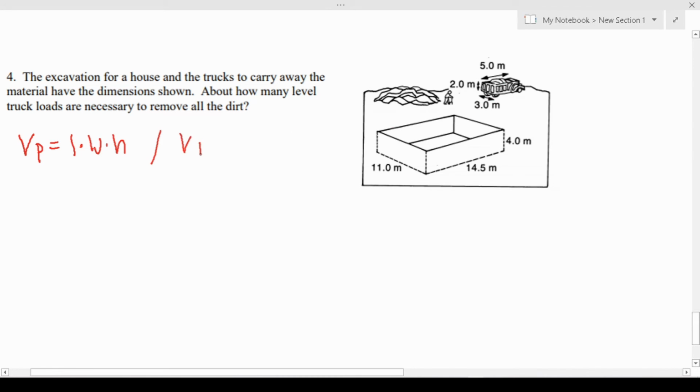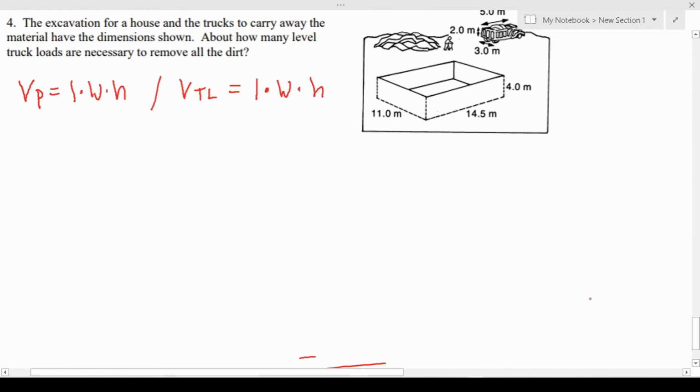So I'm going to call that volume of TL for truckload. Again, that's going to be length times width times height. And by finding the volume of the pit divided by the volume of the truckload, that will tell me how many loads are necessary to remove all the dirt. So let's go ahead and get started. Let's plug things into both formulas first.